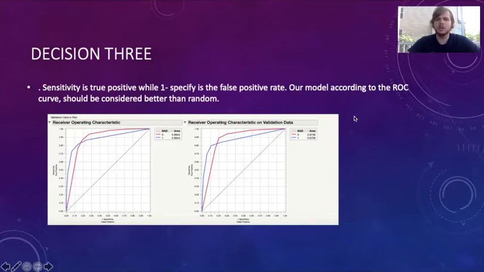Okay, so we can also talk about sensitivity and specificity. Sensitivity is the true positive rate, while 1 minus specificity is the false positive rate. Our model, according to the ROC curve, should be considered better than random.